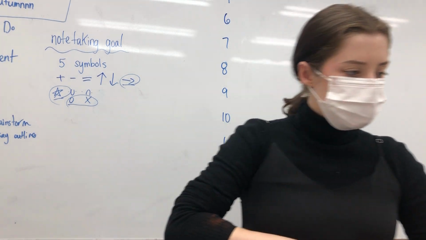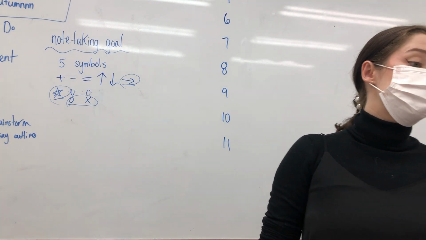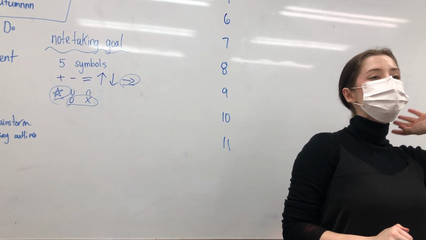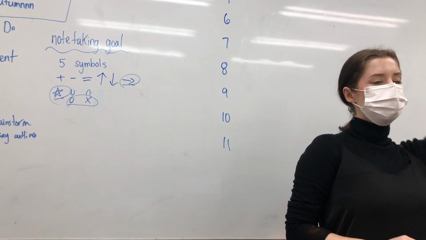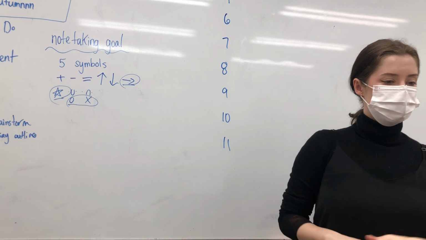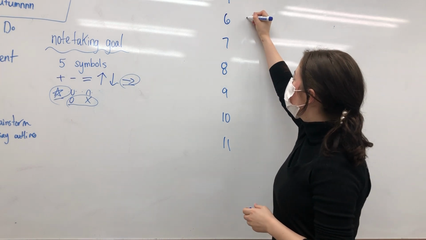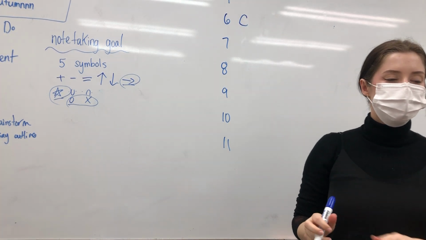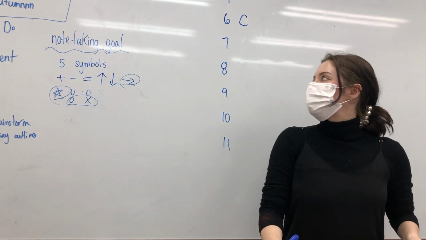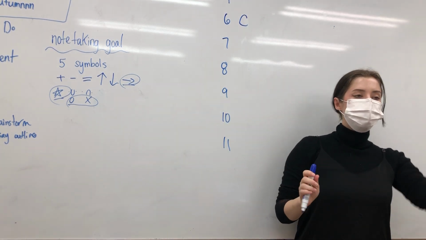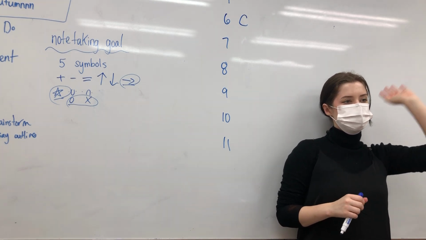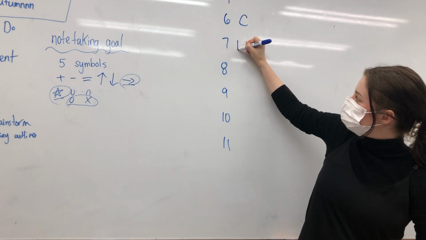Alrighty, let's look at question number 6. What do you guys think the answer is? Who thinks it is A, B, C, D? Correct, 6 is C. Alright, now we're moving on to number 7. How many people think it's A, B, C, D? Good job. It is B.